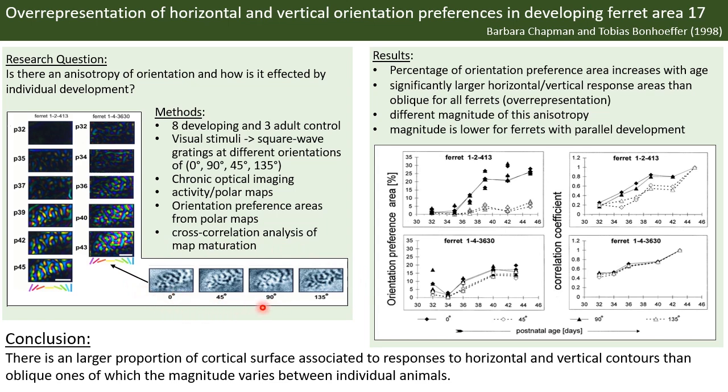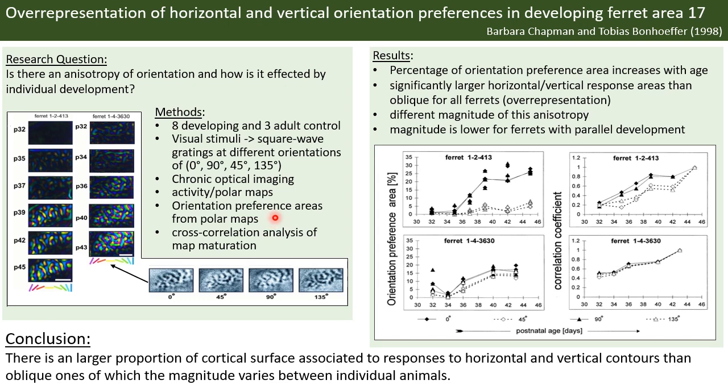Using vectorial addition of those activity maps resulted in so-called polar maps, which illustrate the orientation-specific activity with color coding. From those polar maps, one can calculate the proportion of cortex that prefers one of the 4 orientations. This is summarized in the orientation preference area, on which a threshold value was used to ensure orientation selectivity.